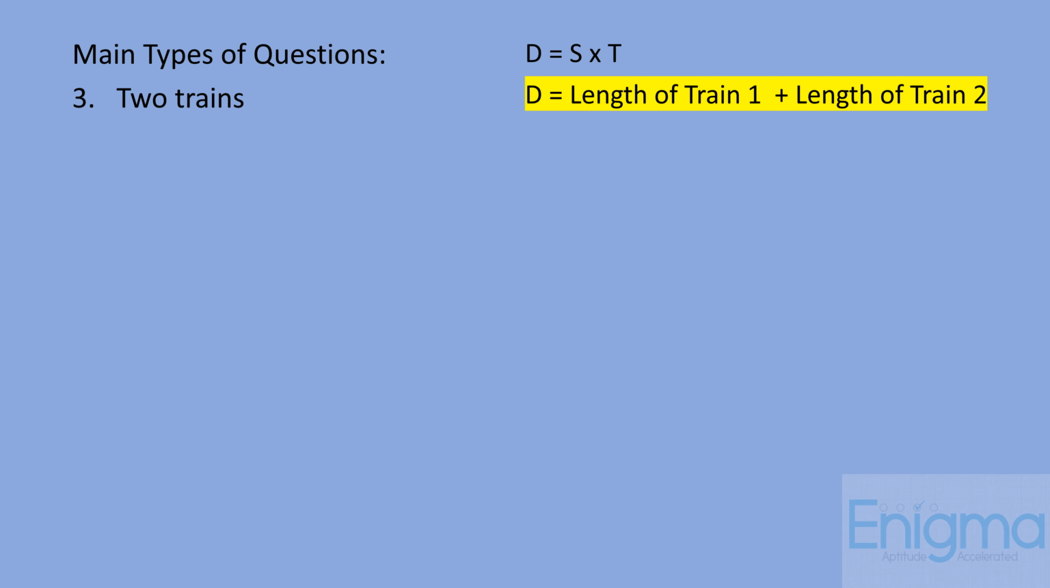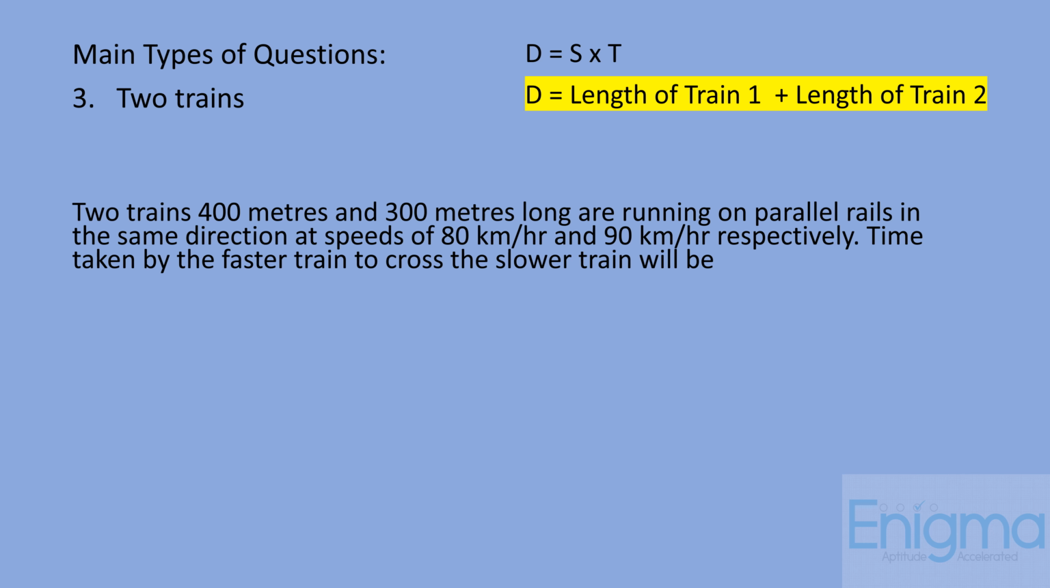Let's take another example of the third type involving two trains. Two trains 400 meters and 300 meters long are running on parallel rails in the same direction at the speeds of 80 kilometers per hour and 90 kilometers per hour respectively. The time taken by the faster train to cross the slower train will be? Now here the total distance covered is 400 plus 300, because they are the lengths of the two trains, that is 700 meters. Now the speeds are given in kilometers per hour and also they are traveling in the same direction.